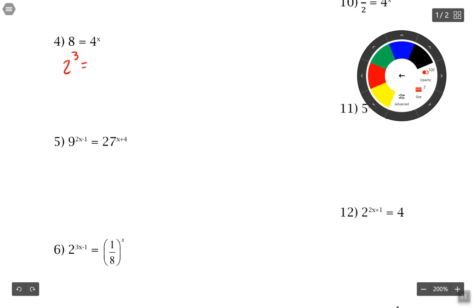Well, can you look at 4 and write 4 as a base 2? So what is 4? 2 squared, and it's raised to the x power. What do I do when I have a base raised to a power raised to a power? Multiply them, right? So is it 2x? Does everybody see that? So what does 2x have to equal? 3. Okay? Do you see what I'm talking about where you have to get the same base?